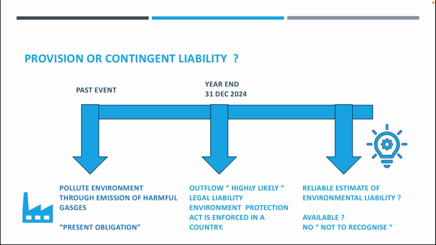You may require an expert. Maybe in the vicinity of yours there were many industries, so what damage you have incurred is hard to find out. It's not easy to estimate what the environmental liability is, what amount you will have to pay for the liability. So if you're not having a reliable estimate, then what is it? It is a contingency, not a provision. If you have a reliable estimate, if the probable outflow is there, and you also have a present obligation, then it's a provision. Right now it's a contingent liability.